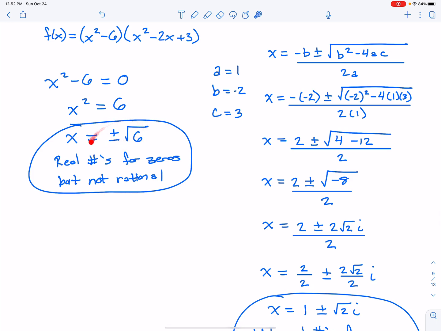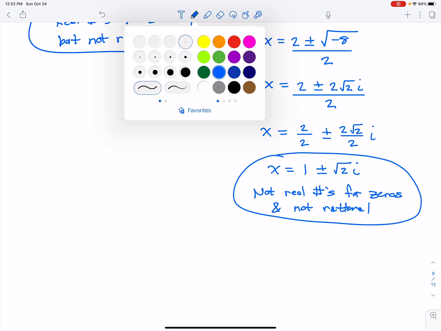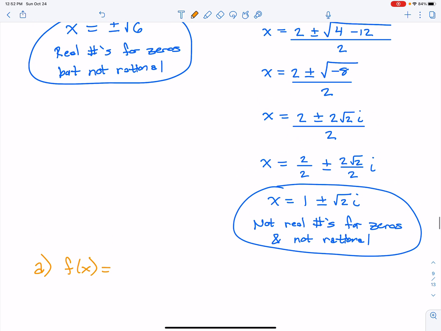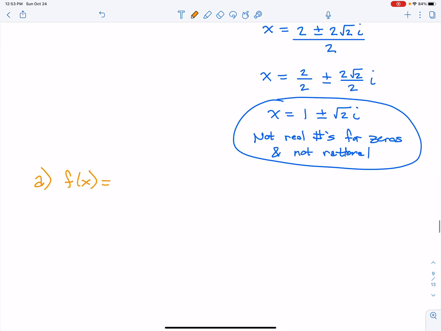Well, here we have some real numbers, but they're irrational, so we can use these as linear factors. These were not real numbers, so these we cannot use as linear factors. So for that first way of writing our function, part A here, we're going to write our function f of x. These numbers, root 6 and negative root 6, we're going to write as linear factors because they are real, they're just not rational. So we can say we have x plus root 6 and x minus root 6.